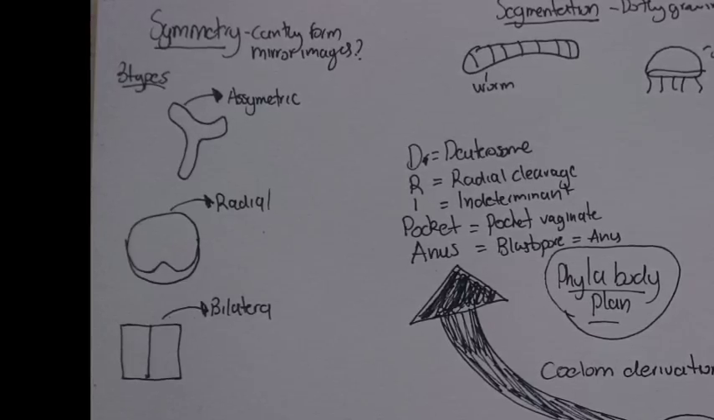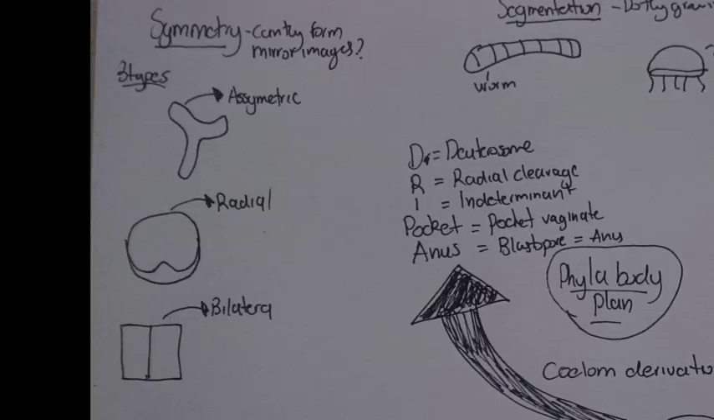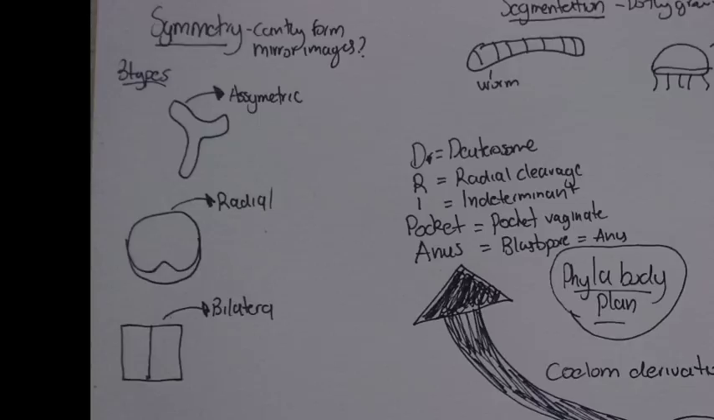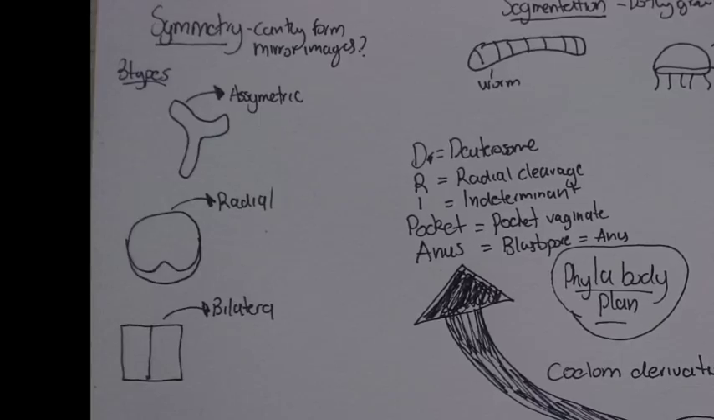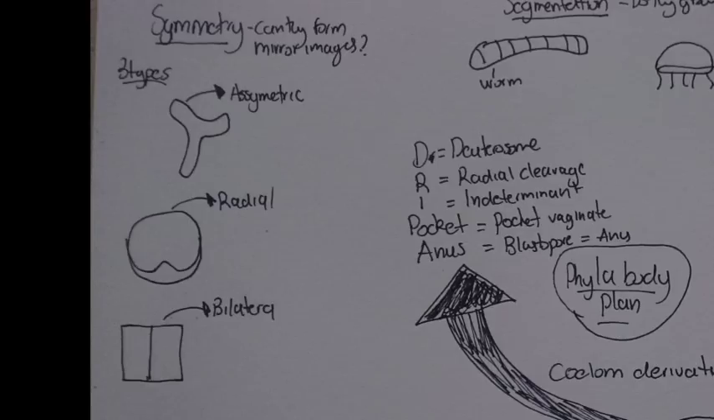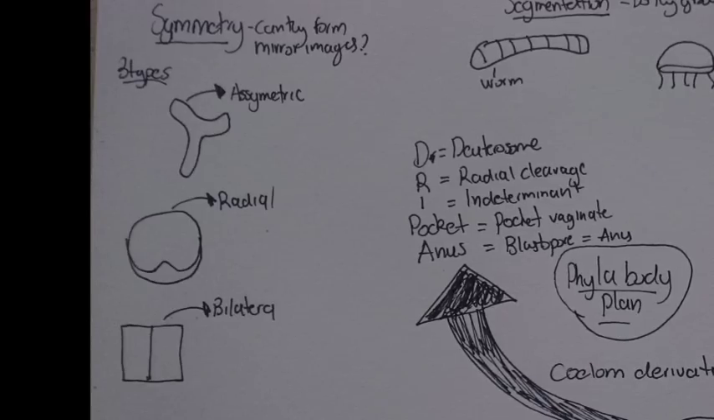And then there's the bilaterals. Bilaterals are all other phylum, all the phylum that I learned. So an example would be chordates. If you picture a square, they can be split into left and right side and form mirror images.